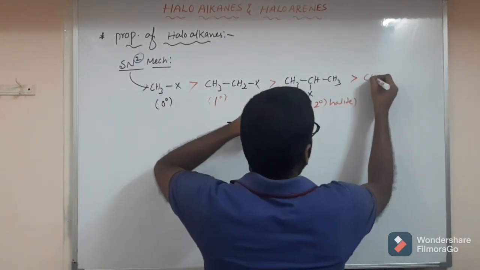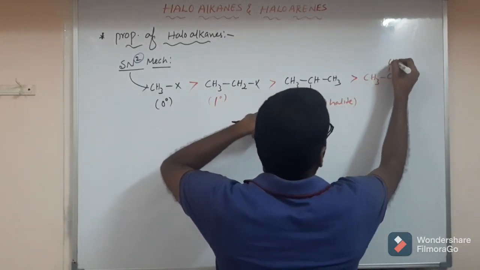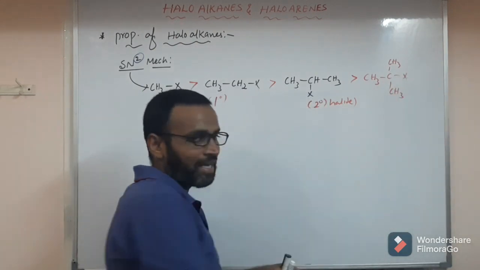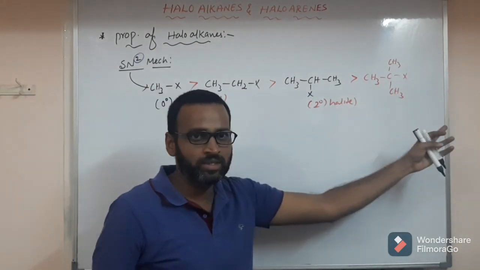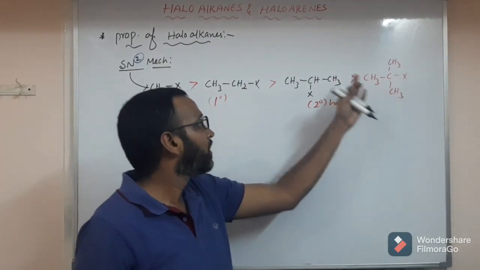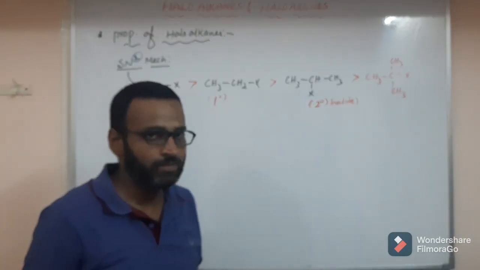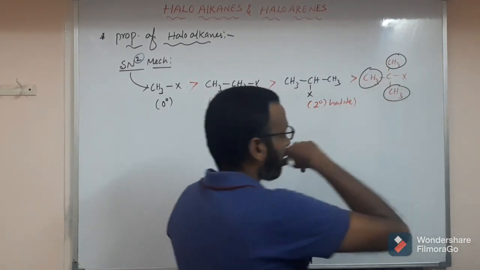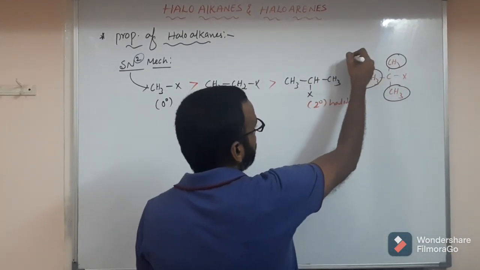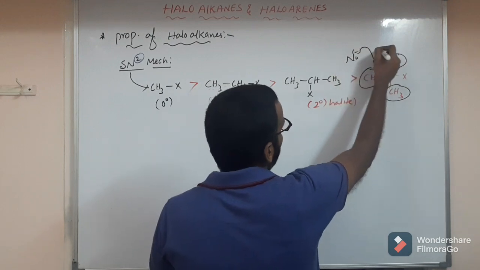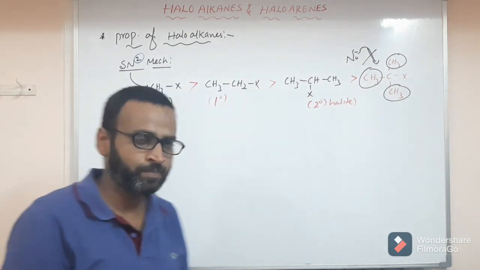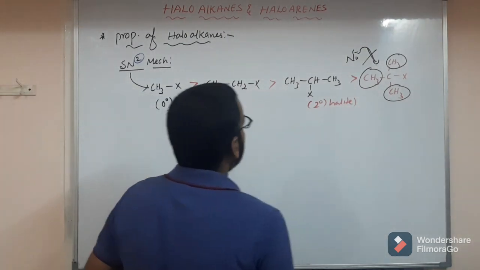Then you have tertiary, like this, CH3, CH3 and CH3, X. Benzyl and allyl are also there, but we have no need to consider them because tertiary cannot even undergo the SN2 mechanism. The reason is the groups are very big, so nucleophile approach from the backside is not possible. This is a most important thing.